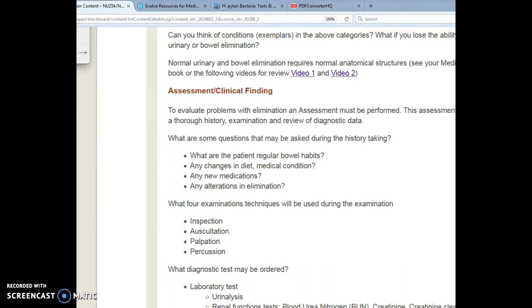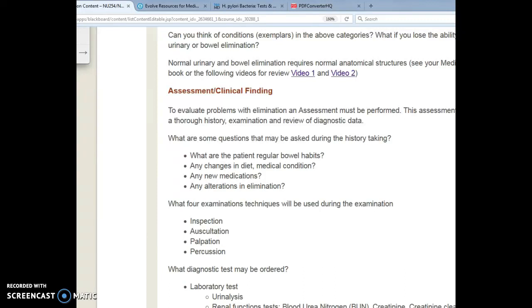In regards to diet, are they not eating enough fiber in their diet? Are they eating too much fatty foods? What might be contributing nutrition-wise as to why there might be a change in bowel habits? These are questions that you should be asking during your assessment piece, because again, we want to build our subjective and objective data at this time.